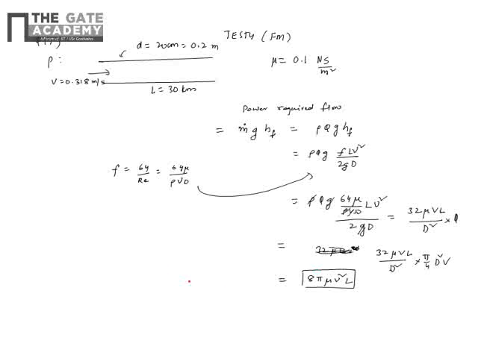So if I substitute the values, 8 pi mu is 0.1, V is 0.318 whole square into length, which is 30 kilometers, so 30 into 10 power 3. So when I use a calculator, I get a value 7.63 kilowatt. So the answer for this is C.